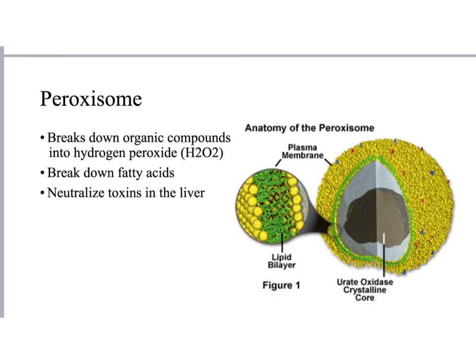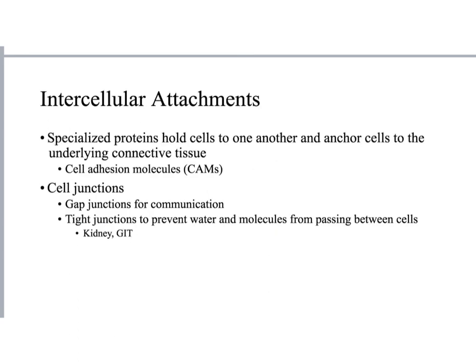Peroxisomes are along the same lines as lysosomes, but they're specialized because they use hydrogen peroxide as their agent for breaking things down, and so they can't break down everything. They're not as strong, let's say, as lysosomes. They're not as versatile as a lysosome, but they are used to break down fatty acids, and they're used to neutralize some toxins in the liver. They get their name, however, from the hydrogen peroxide that's used to break things down.